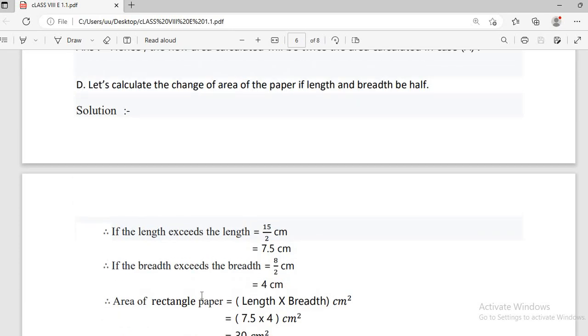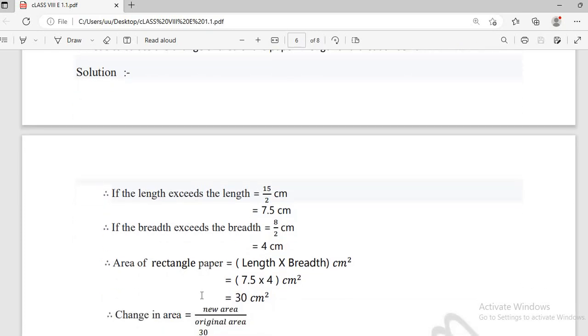D. Let's calculate the change of the area of the paper if length and breadth be half। মানে আমরা যদি এবার দৈর্ঘ্য প্রস্থকে হাফ করি তাহলে আমাদের নতুন এরিয়াটা ক্ষেত্রফল আমাদের কি হবে। The solution: if the length extends the length is equal to 15 by 2 is equal to 7.5 semi. If the breadth extend the breadth is equal to 8 by 2 is equal to 4 semi.